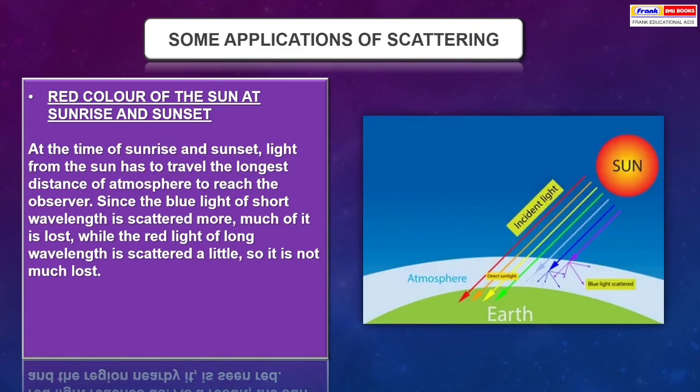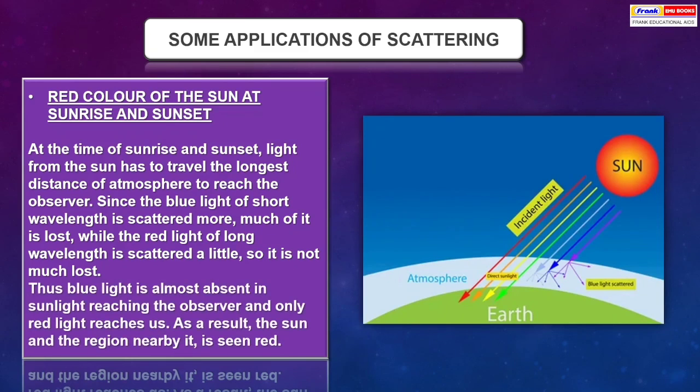At the time of sunrise and sunset, light from the sun has to travel the longest distance of atmosphere to reach the observer. Since blue light of short wavelength is scattered more, much of it is lost, while red light of long wavelength is scattered a little, so it is not much lost. Thus blue light is almost absent in sunlight reaching the observer, and only red light reaches us. As a result, the sun and the region nearby it is seen red.